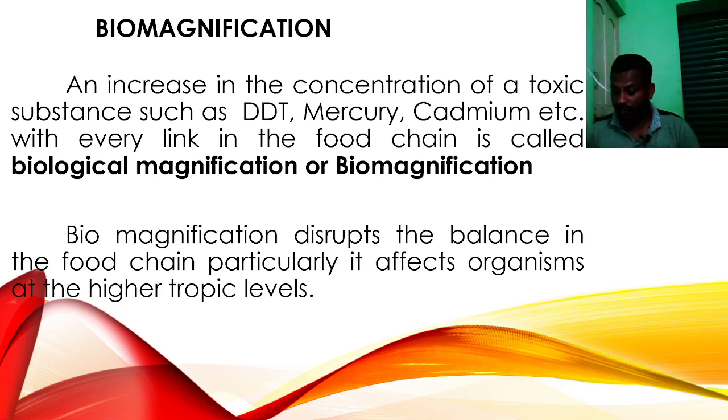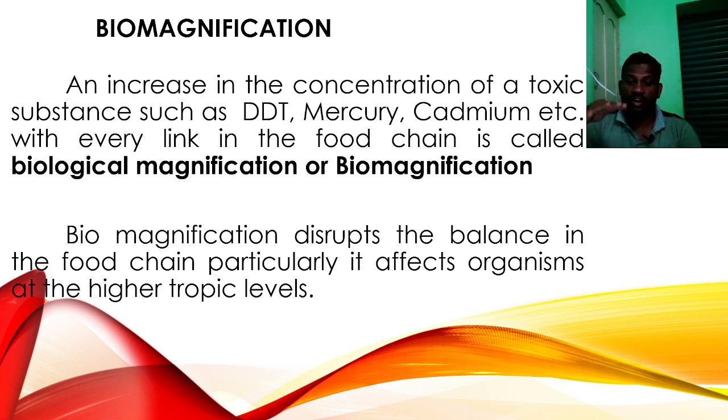Why? Because if we see 5% contaminated material in the producer, when the primary consumer consumes it, the toxic level increases in every trophic level slowly, one by one. When lastly the upper trophic level organism consumes these lower level consumers, it is hit by toxic substances like DDT, mercury, cadmium. So we say there is an imbalance. They disturb the balance in the environment as well as in the ecosystem.